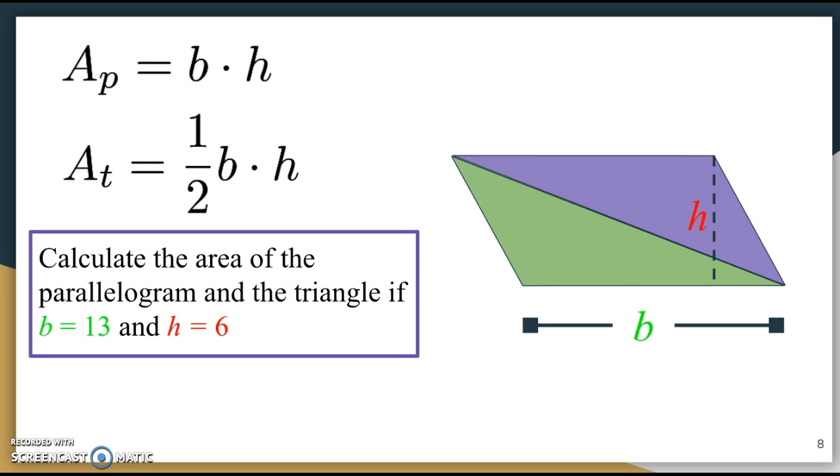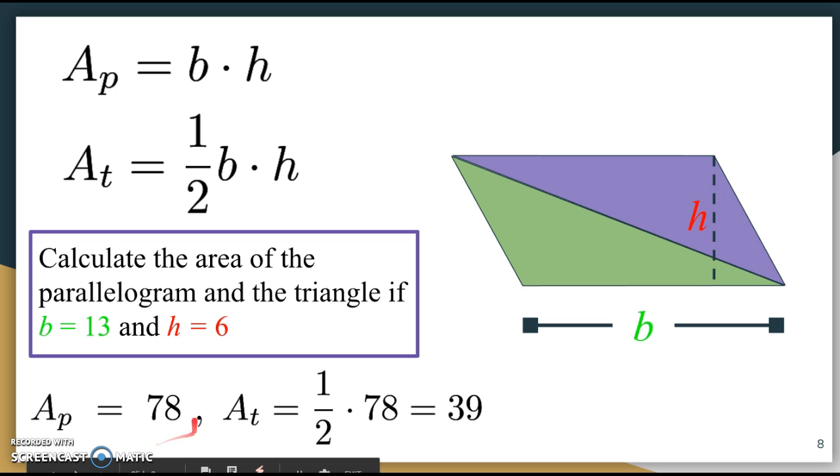All right, let's see how you did. So with the base 13 and height 6, to find the area of the parallelogram, we're just going to multiply those two together, 13 times 6, and we're going to get 78. And then the area of the triangle is half of that, which is 39.